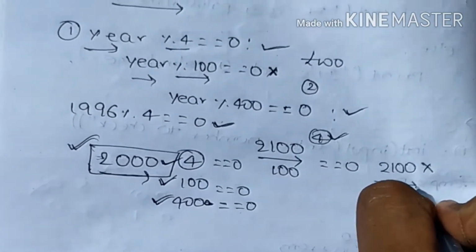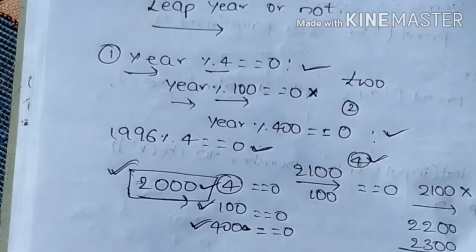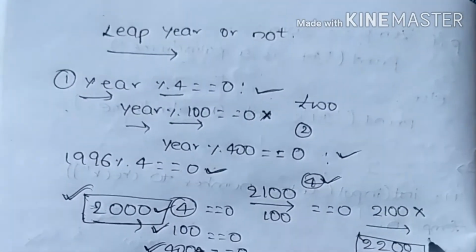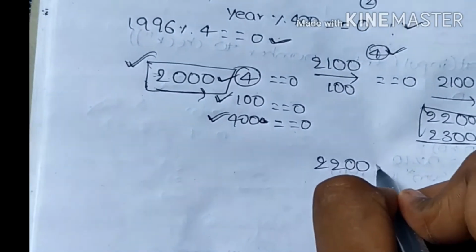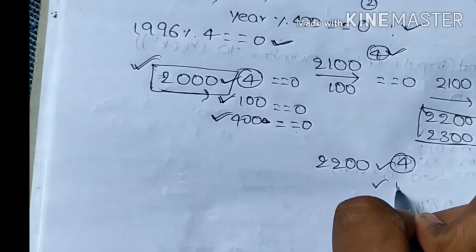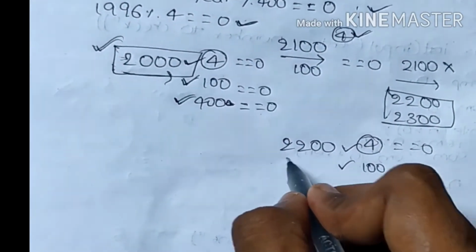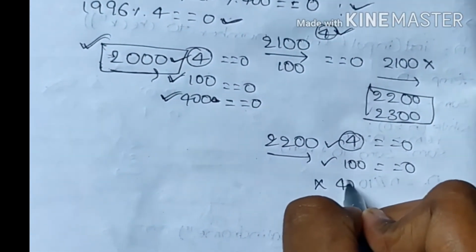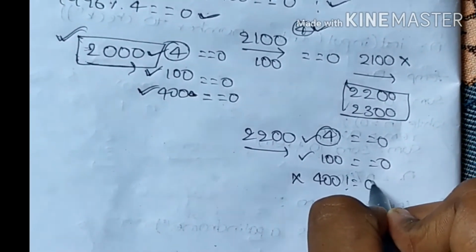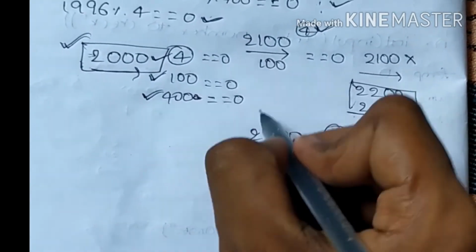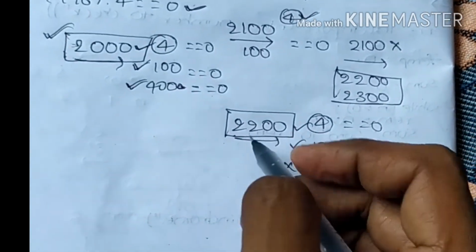But in the case of 2100, 2200 or 2300, these numbers are divisible by 4. If we consider only 2200, this number is divisible by 4 and divisible by 100, and we get the remainder equal to 0, but this number is not divisible by 400. We don't get the remainder equal to 0. So this year is said to be not a leap year.